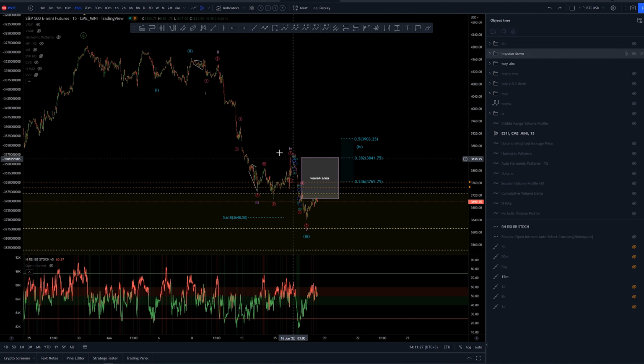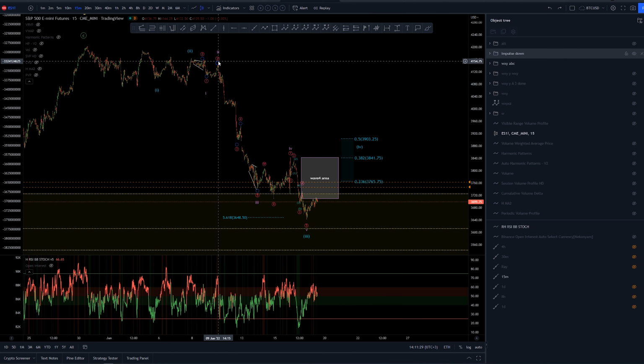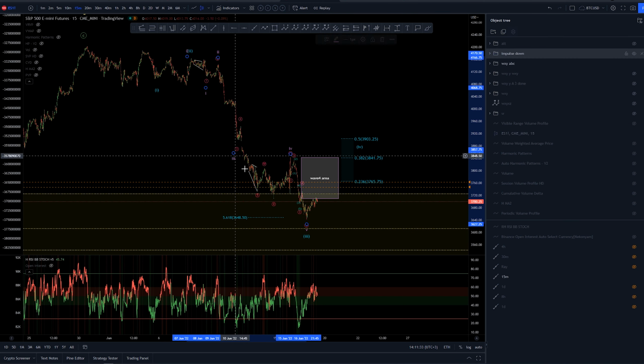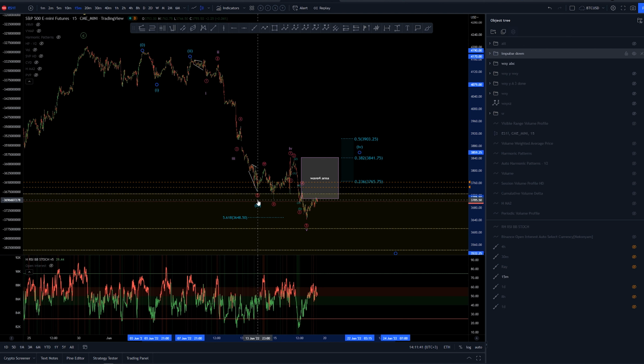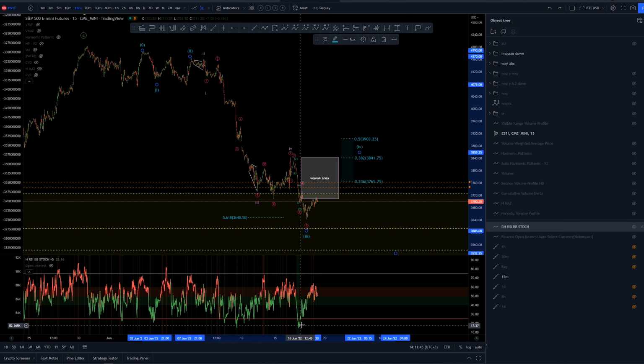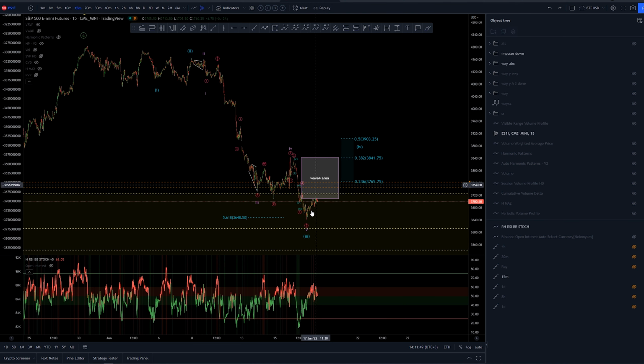So instead we would have this as a 1, 2, 3, 4, 5. The third of this sub-minuet count would be here, 4 and 5. So we would have this as a third here. Now the issue with this is that RSI created a new low in here. So to me it is better to have the third down here.